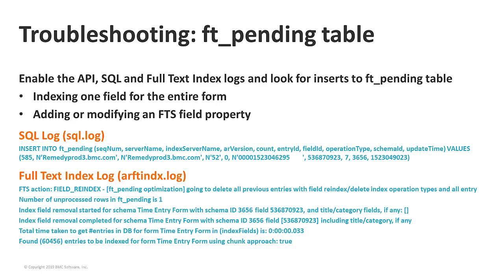Another troubleshooting step would be to enable API and SQL logs along with full text indexing logging. From these logging examples, you can see the insert into the FT pending table for adding or modifying an FTS field property with an operation type of 7. The next logging example is from the AIR FT index log, which shows a field reindex.